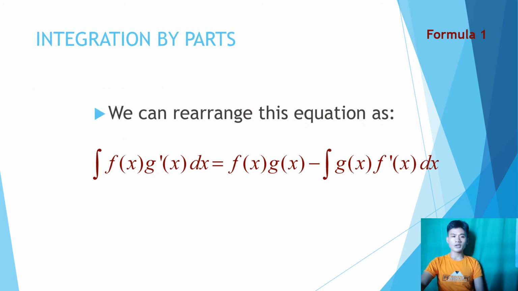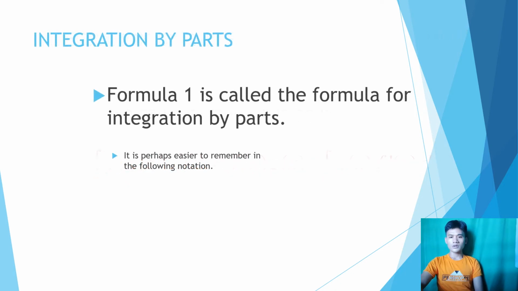We have these two formulas to consider in integration by parts, for solving integration of functions. We can arrange this equation into the integral of f of x g prime of x dx is equal to f of x g of x minus the integral of g of x f prime of x dx. This formula is called the formula for integration by parts. It's perhaps easier to remember in the following notations.